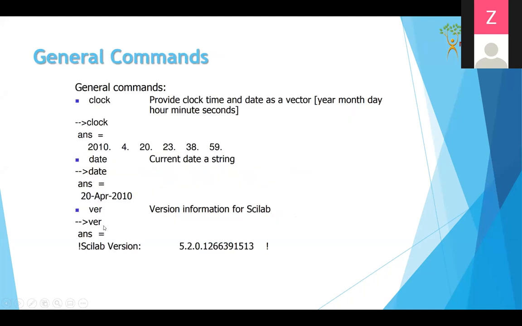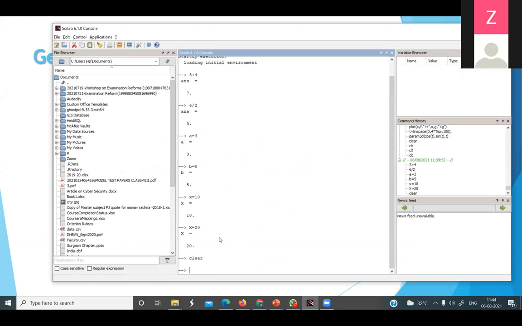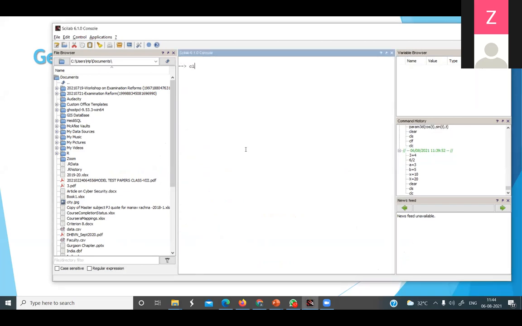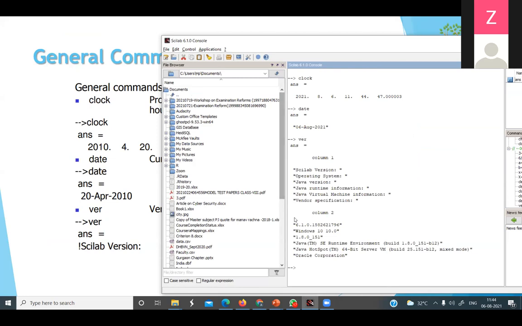The general commands include clock, date, version. So if I want to know the time, it is available along with the date. If I want to know the date, we just need to write date and it is available. What version I am using, it is 6.1.0. It is installed on Windows 10, and this is the environment on which it is being written.